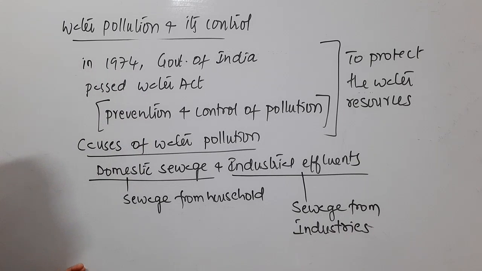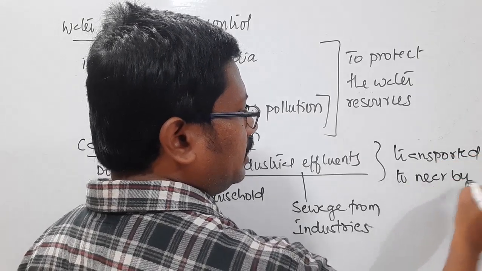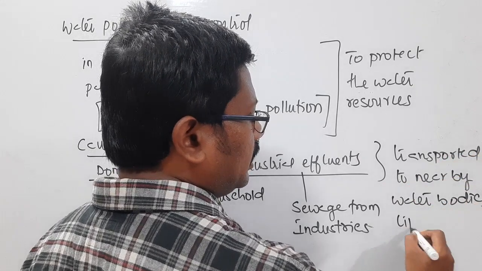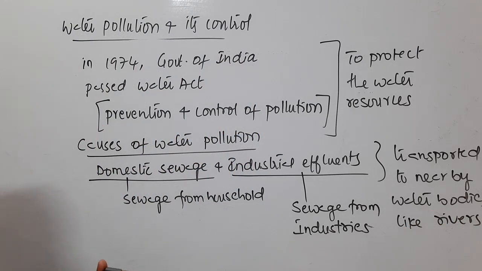Now these sewage waters, either domestic sewage or industrial effluents, are transported to nearby water bodies like rivers, where they are released. We know in the villages what the quantity of domestic sewage produced is, and in a small town, and then when it comes to the cities and metro cities, the production of sewage is very high. Metro cities may also have a lot of industries, so they produce a lot of industrial effluents.